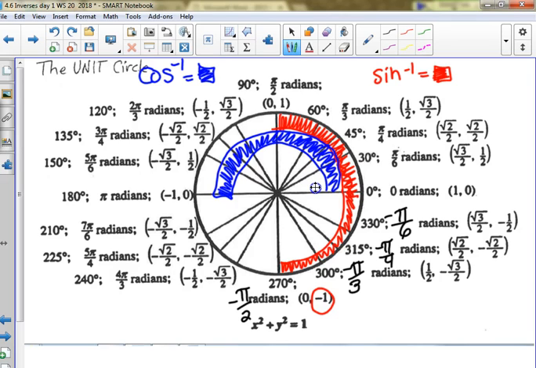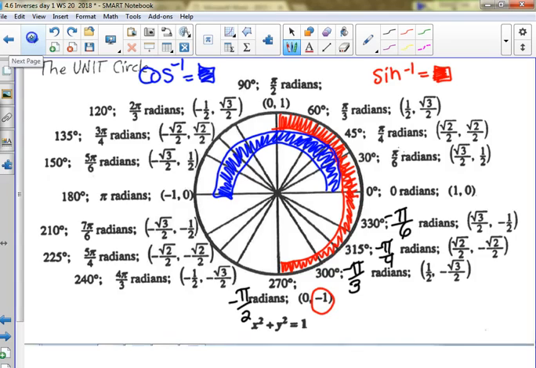So if I said, where's the cosine negative square root of 2 over 2? Negative square root of 2 over 2. Remember, I'm talking cosine now, so I'm looking at the x coordinates, right? Yes, 3 pi over 4. They're going to always answer in radians for these. Okay? Everybody got it colored?